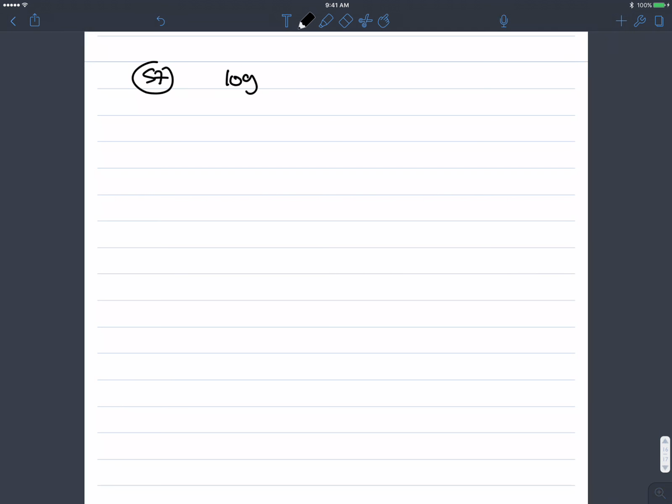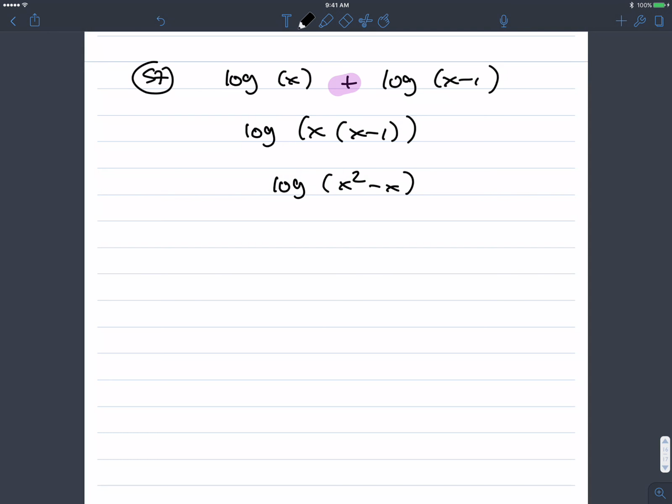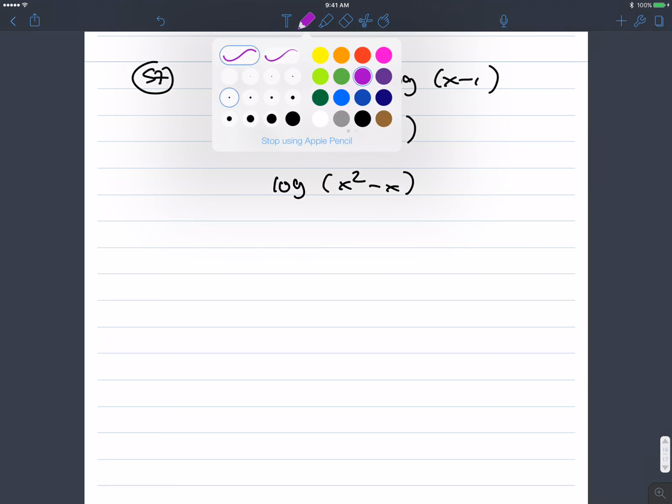57, again, we're writing as a single log. You've got log of x plus log of x minus 1. So to write as a single log, I'm going to have to write that sum as a product. So this is log of x times x minus 1, or simply log of x squared minus x, because we may need to distribute. You don't have to, but we could. And you're done.